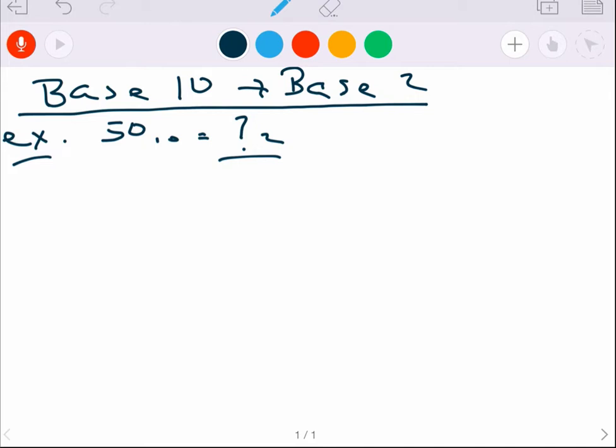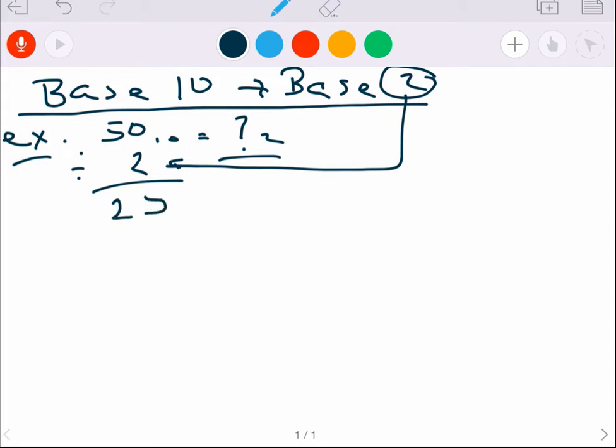So basically what we do is we start with the number in base 10, and then we divide by the base we're converting to. So since we want to go to base 2, we would divide by 2. 50 divided by 2 is 25. How many do we have left over? 0. It divides evenly. 25 divided by 2 is 12. How many do we have left over? 1. 12 divided by 2 is 6.